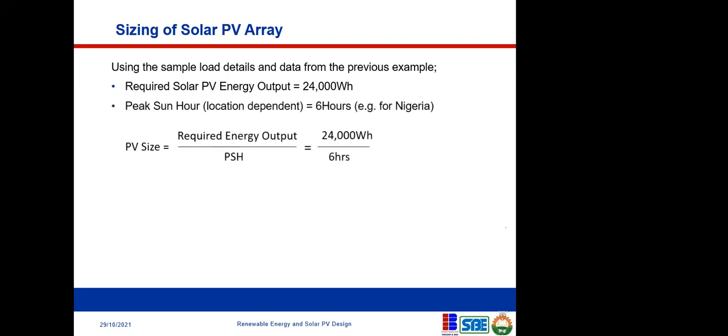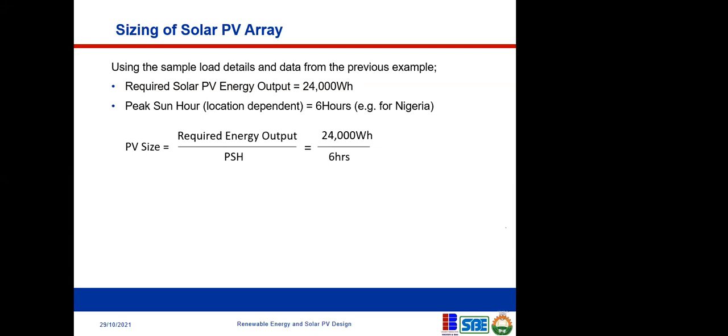So let us now size that panel. Now, we have to consider what we call the peak sun hours. Those of you that were there yesterday should understand what peak sun hour is now. For example, we are taking 6 hours, for Nigeria. When you're doing your design, please don't use 6 hours for Nigeria. Use 4 or 5. If you're in the southern part of Nigeria, just for safety margin, you can use 4. If you're in the northern part, use 5. But don't use 6, please. This is just for illustration, okay?